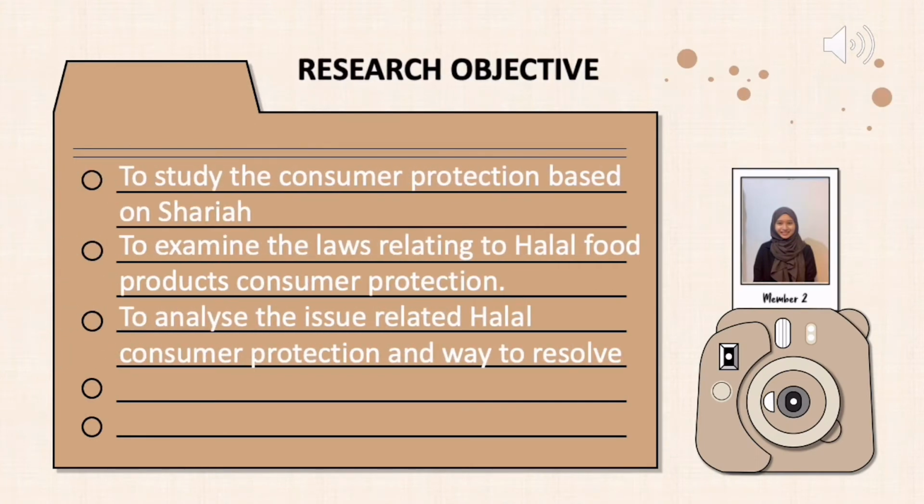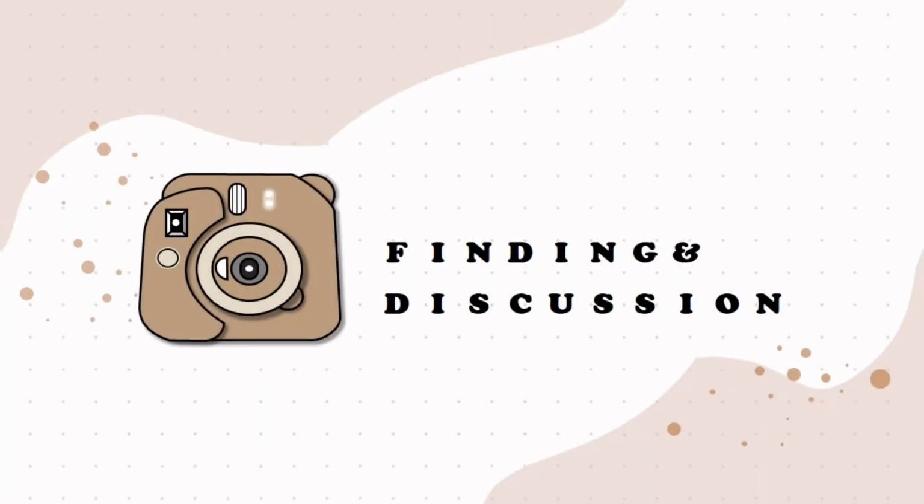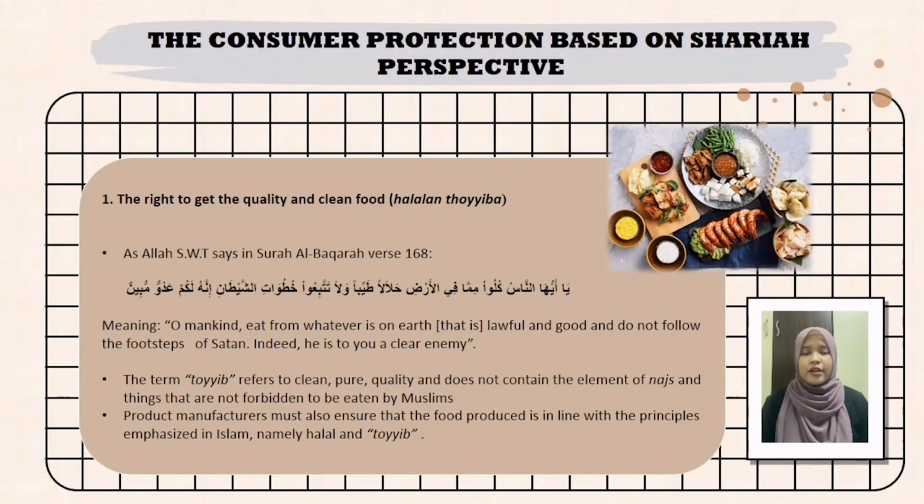Research objective. First, to study the consumer protection based on Sharia perspective. Second, to examine the laws relating to halal food products consumer protection. Third, to analyze the issue related to halal consumer protection and the way to resolve it. Next is the consumer protection based on Sharia perspective.